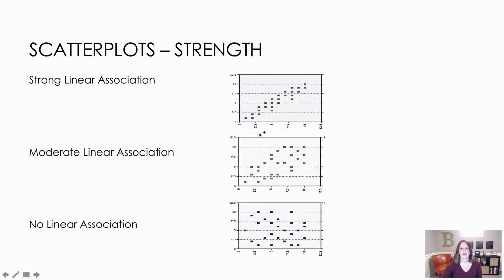So the strength, if it's all pretty clear that it's all going positive in the right direction, that's strong. This would be moderate. I can still see that there's a positive association here, but notice it's not as tightly clustered around that best fit line that I would draw. So this is a moderate association. No association, again, would be that you just have a bunch of dots and there's really no association that we can come up with.